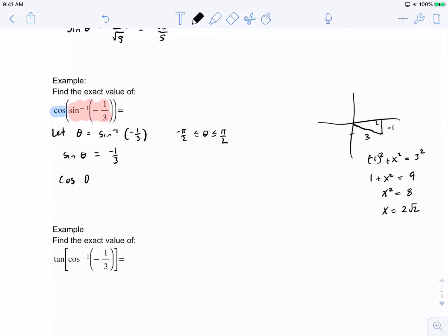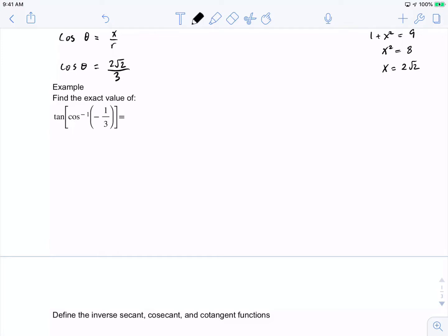So we're going to get cosine of theta. Cosine of theta will represent the red piece because we're using that triangle. And we know that cosine is x over r. So cosine of theta is going to be the x, which is 2 radical 2, over the radius, which was 3. Now remember, the theta in the cosine is the red piece of our highlighted function. And so our answer is 2 radical 2 over 3. All right, the next example.